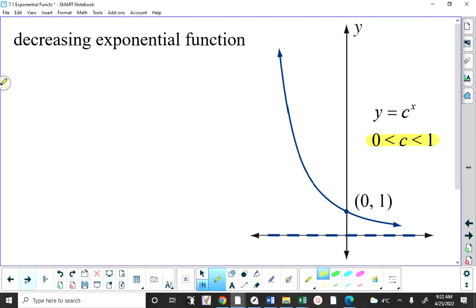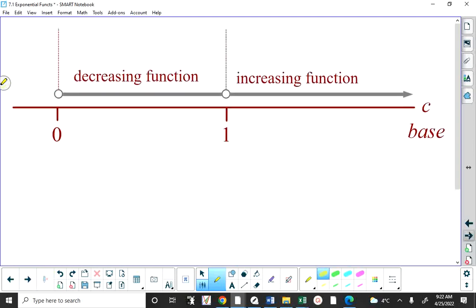If the base is 0.3, then every time x increases by 1, y gets multiplied by 0.3. It becomes 30% of what it was. So then I had asked you in the video to add to this diagram, and this is maybe a little bit different than the one that was in your note package, but it doesn't matter. The fact that when you talk about the base value, we can put decreasing or increasing on this number line.